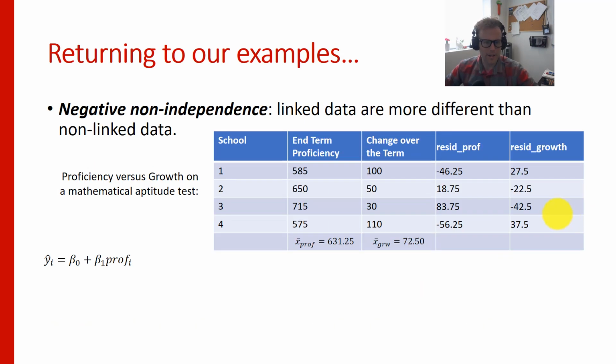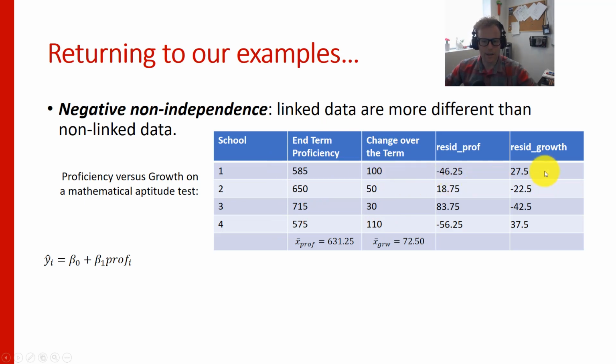Similarly, if we have negative non-independence, where linked data are more different than non-linked data, we could be looking at this situation where I'm interested in maybe the difference between proficiency and growth over the term. And I might say, oh, well, I have 8 different observations here, but in reality, I have a proficiency score and a growth score for one school. And then I have a proficiency score and a growth score for another school. So I don't actually have 8 independent observations. I have 4 sets of statistically dependent observations.